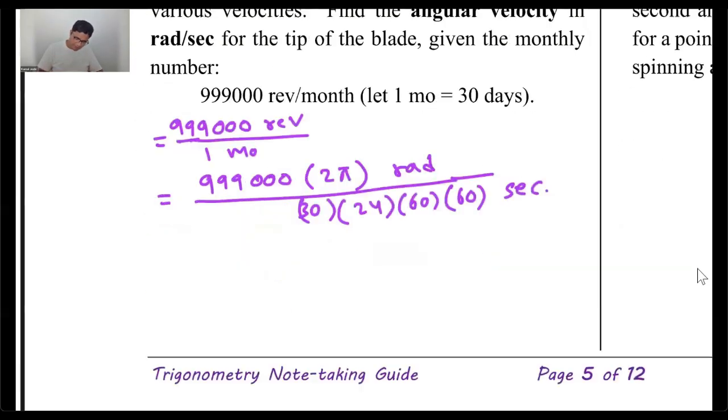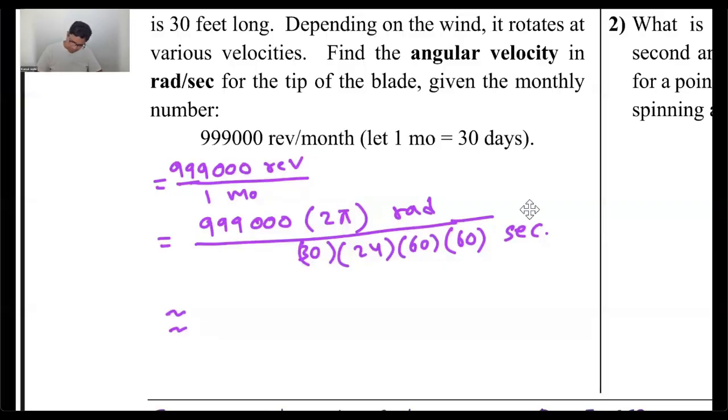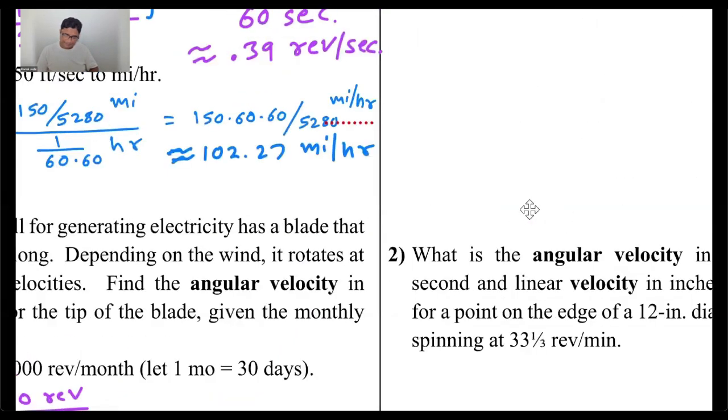Okay, radians per second now. And put that in the calculator. Okay, I'm just going to do that and put it. Turns out it is approximately 2.43 radians per second. Check with your calculator. Okay.